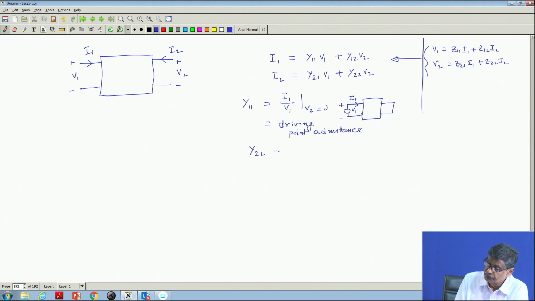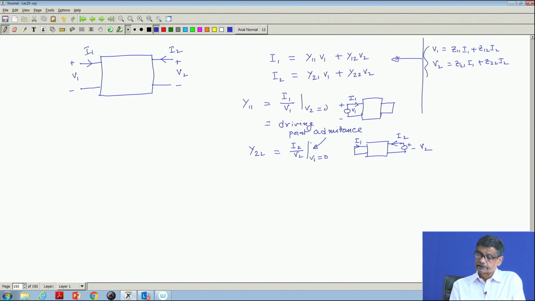Similarly, you can see y22 is equal to, from the second equation, I2 by V2 with V1 equal to 0, and I2 by V2 means you excite the second port, the output port, with a voltage source. So, excite it with V2, this is I2, and with V1 equal to 0 this is shorted and this is I1. Then in this experiment you take the ratio of I2 by V2. So, this is also the driving point admittance of the output port. So, y11 and y22 are the driving point admittances with respect to port 1 and port 2 respectively.